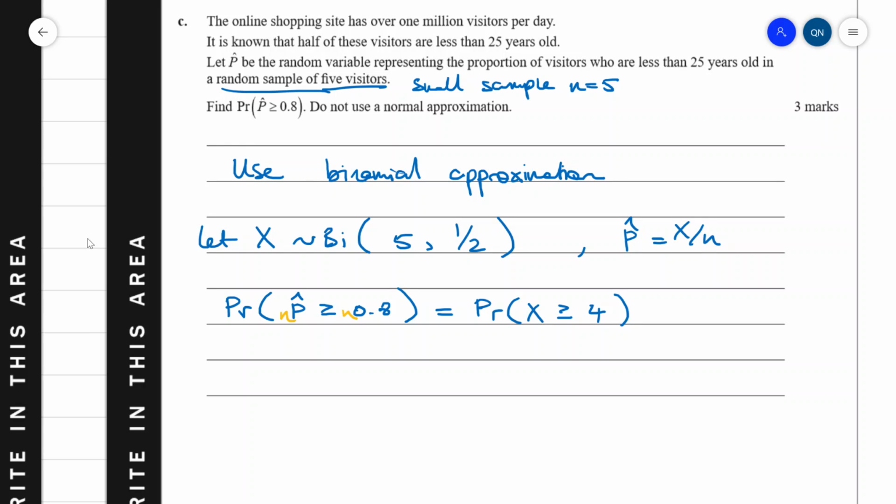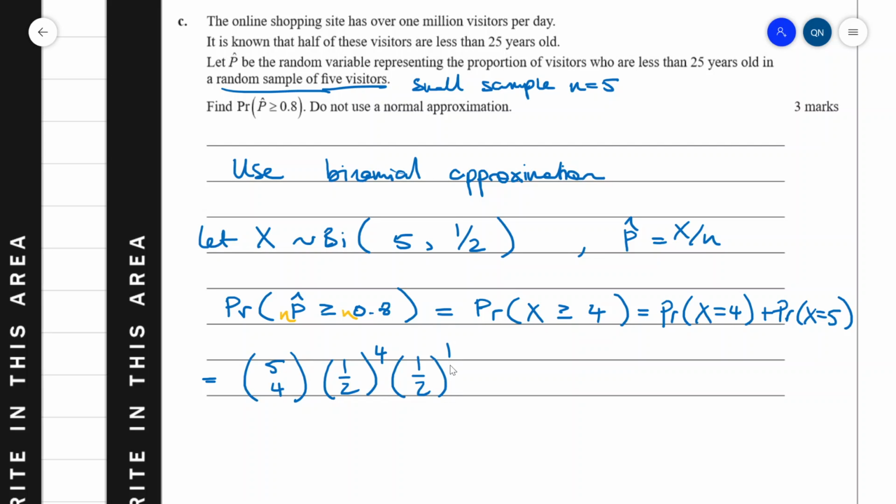That's not too bad to do, because to calculate the probability of the inequality, you just split it up. So probability X equals 4, plus probability X equals 5, and you can't go higher than that because you can only have 5 visitors. You can't have more than 5 successful visitors. So you just use the binomial formula for this. So this is 5 choose the x value, then the probability of success, 1/2, raised to the number of successes, which is 4. Then a half raised to the number of failures, which is 1.